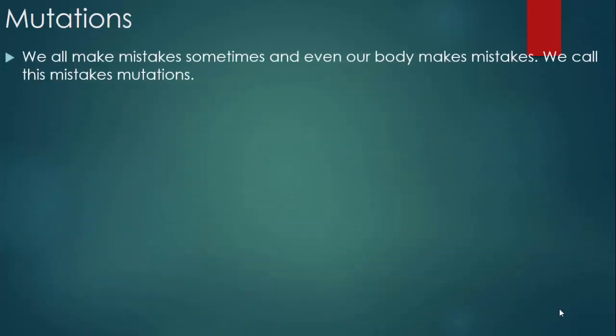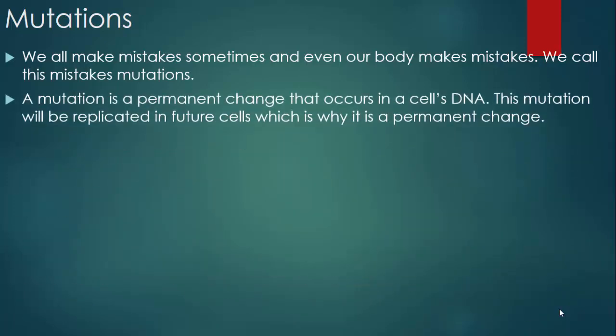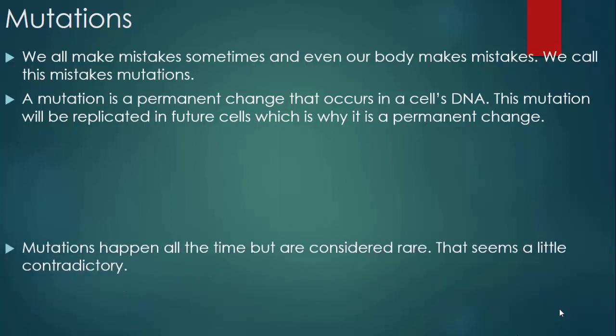All right, so mutations. We all make mistakes sometimes, and even our body makes mistakes. And we call these mistakes mutations. Now, a mutation is a permanent change that occurs in a cell's DNA. This mutation will be replicated in future cells, which is why it's a permanent change. So if there's an error in copying the DNA, it happens randomly, and there's no way to get it to happen the way you want it to. It's random. There are some things that affect it. But when one cell has a mutation, when it copies itself, it's going to copy that mutation as well.